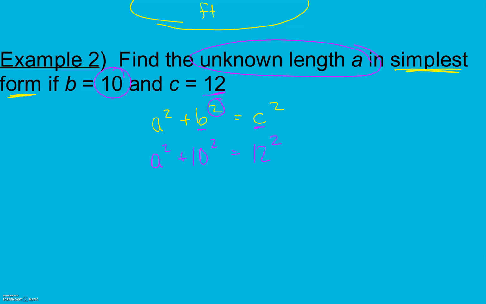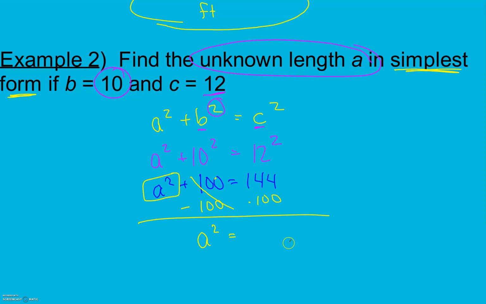Now again, according to PEMDAS, we have to do our exponents first. I can't do anything with my A, but 10 squared is 100. And 12 squared is 144. Now, both sides of my equal sign are as simple as I can get them, so now I can start solving for my variable. In order to get A by itself, I have to get rid of the 100, and it's being added, so here I subtract it to move it to the other side, so that the only thing I have on one side of my equal sign is my variable. Here, I get 44.